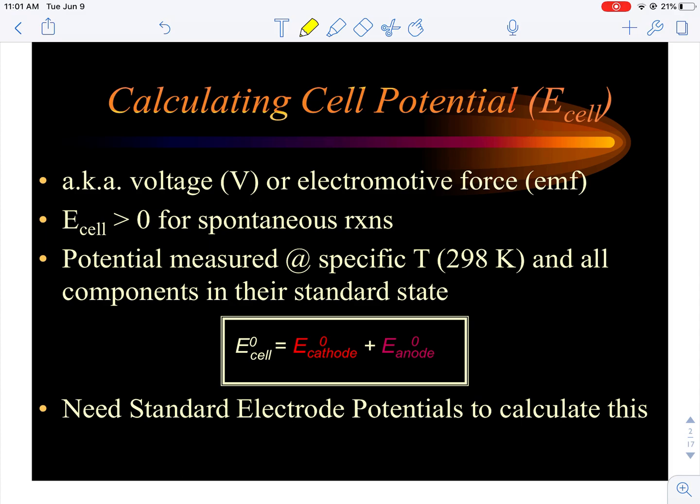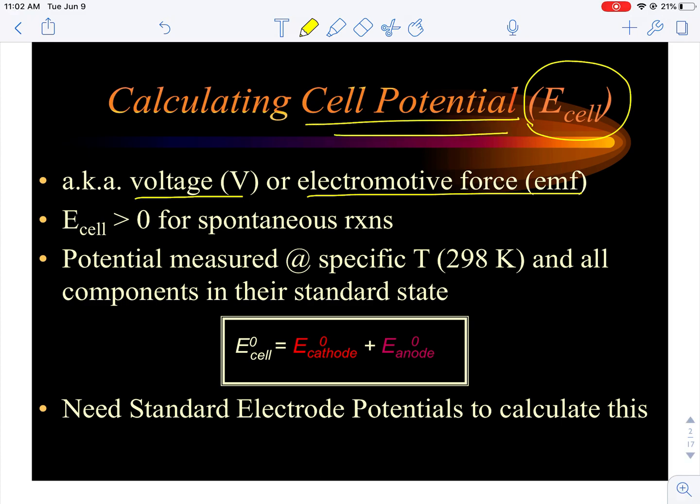Now, when you think back to your physics class, you saw this cell potential as voltage or electromotive force. Those were the units you were using in physics to talk about the number of electrons that are passing through the cell. But here in chemistry, we call it cell potential because we're trying to talk about the chemical reactions themselves.